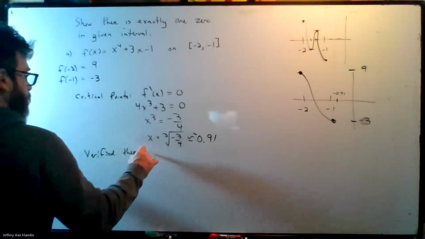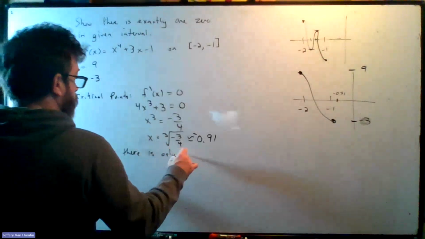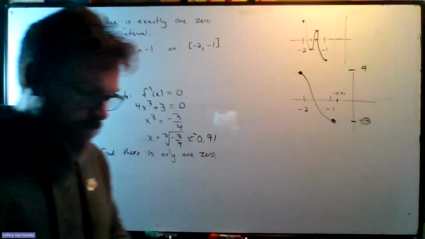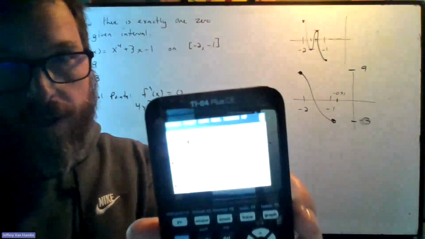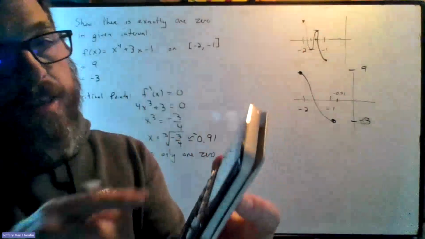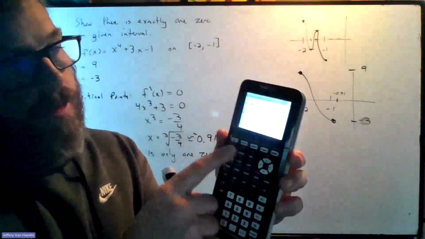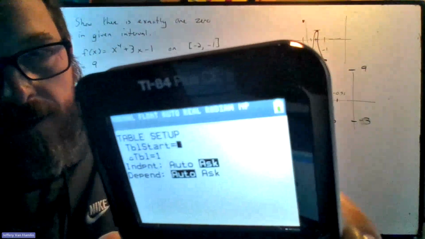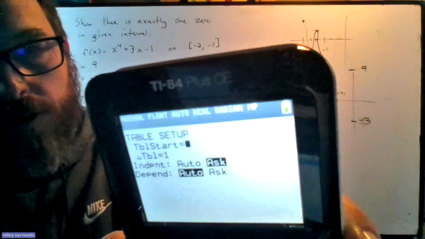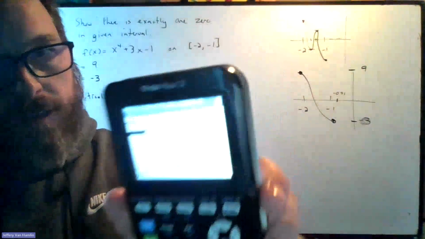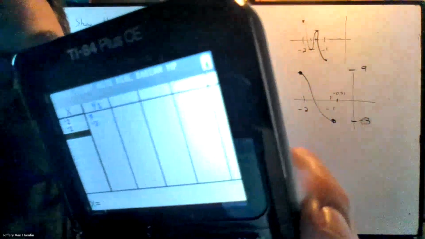There is only one 0. Now, the way I found its values is I plugged it into the y equals. See if you can see that. And then if you go to not your window, but your table set, if you hit second table set, make sure that the first one says Ask and the second one says Auto, so you want your independent variable to be Ask. Instead of hitting graph, you go second table set, and now you can plug in the numbers that you want.